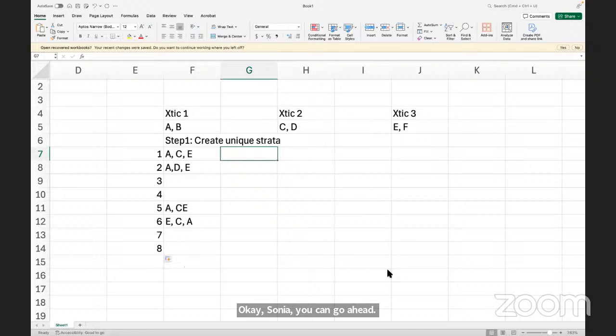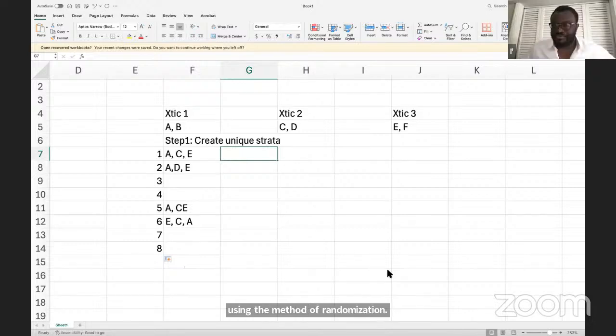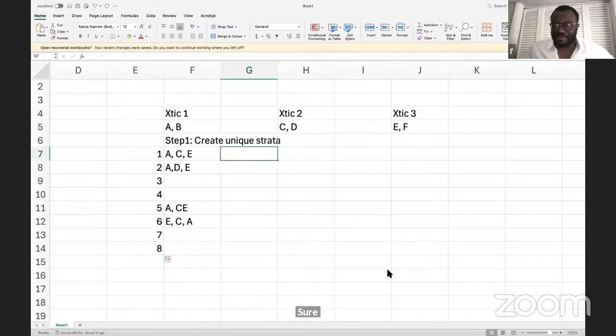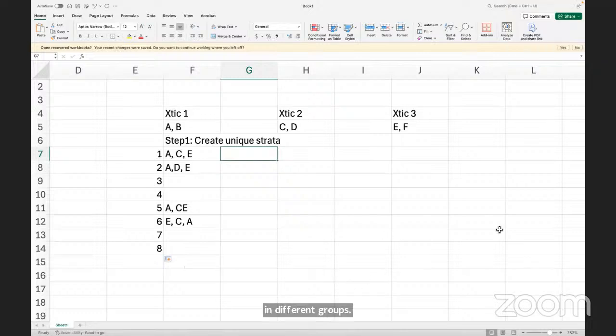Okay, now that we've created the groups, then we begin to select individuals to fit into those groups using the method of randomization in order to avoid bias. What groups are you referring to? Individuals with those characteristics in the different groups. So what groups are you randomizing to? That's stage 2. The strata, this AC.